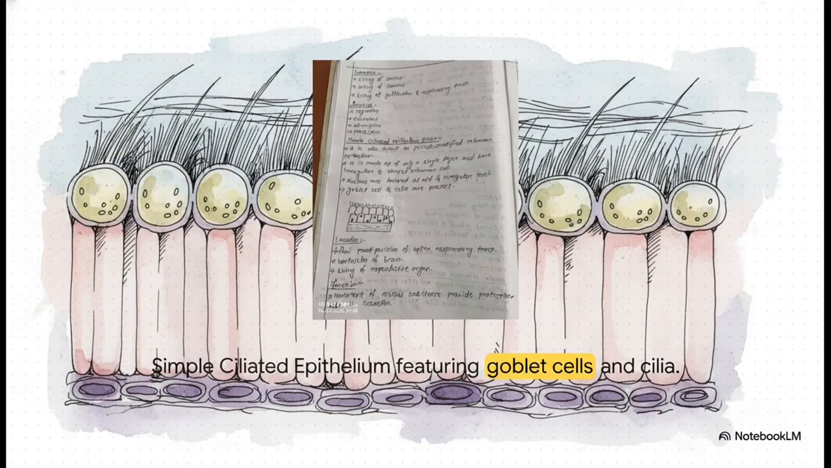And that brings us to the final diagram from our notes, simple ciliated epithelium. This is arguably the absolute most specialized of the simple tissues. If you look closely at the top of the cells in this drawing, you can see these really unique structural additions, tiny hair-like sweeping structures called cilia. And interspersed right there among those tall pillar cells, you have these distinct rounded structures called goblet cells. Their specific job? To literally be little mucus factories.